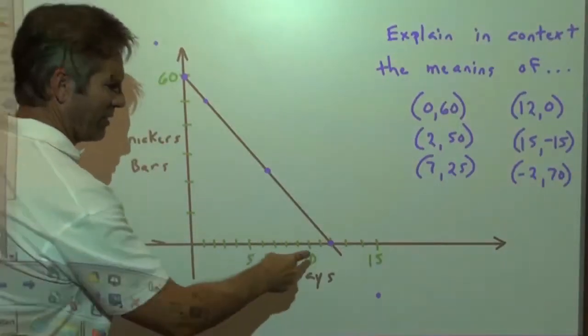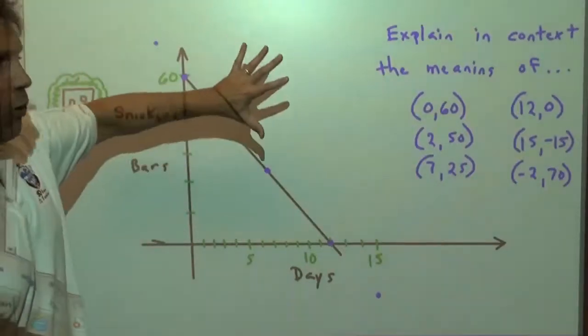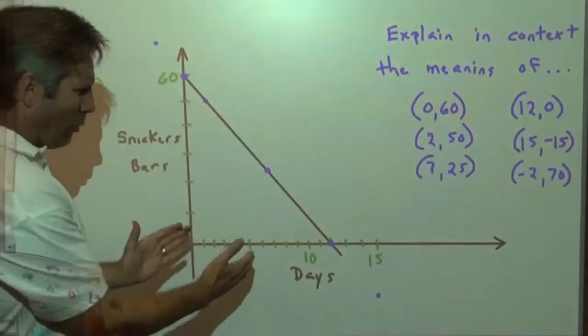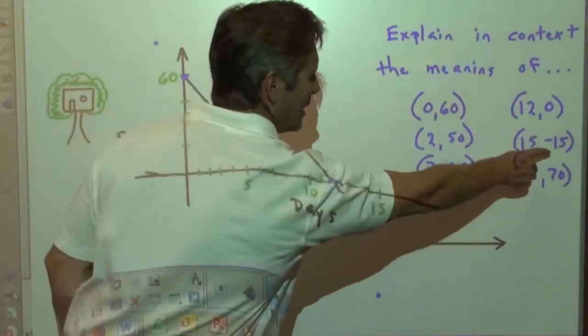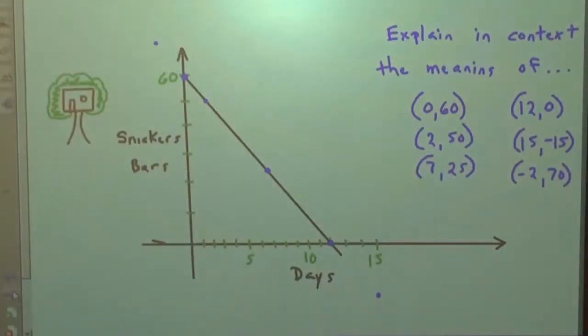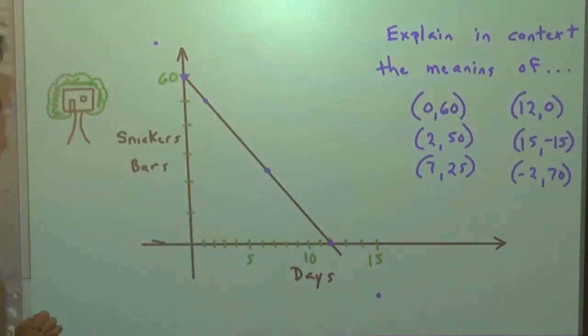We have 2 extra points. These are kind of weird. A lot of times they don't mean much for us. We're in the first quadrant with meaningful points. Once we leave the first quadrant, it's like, okay, what does this mean? After 15 days, we have negative 15 Snickers bars. Not sure exactly what that implies. So usually we just restrain and constrain ourselves to just the first quadrant.